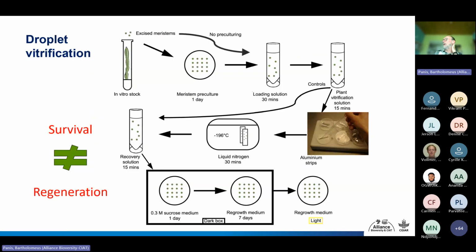So this is how a typical protocol looks. You have a plant, in this case dragon fruit, for example, a kind of small cactus. Excise meristems, treat them with loading solution, treat them with PVS2 solution, put them on a piece of aluminium foil, plunge the aluminium foil in liquid nitrogen, then put the aluminium foil in a cryotube for storage. And then for recovery, we take out the piece of aluminium foil, rinse it into a recovery solution, and we can regenerate a plant from the meristems.